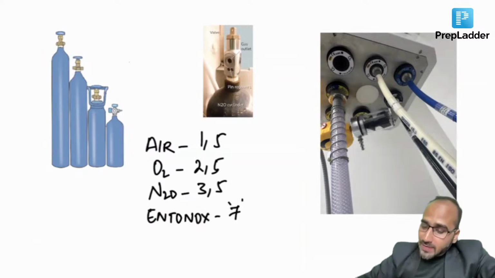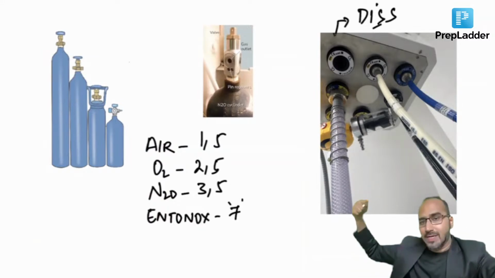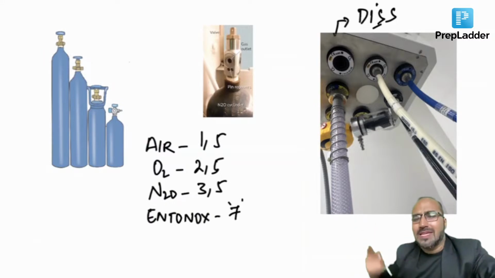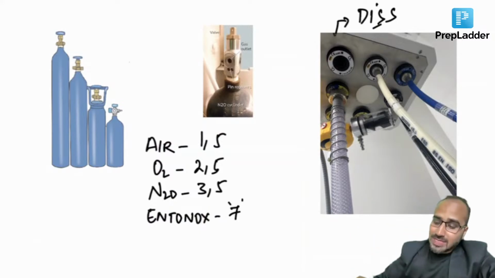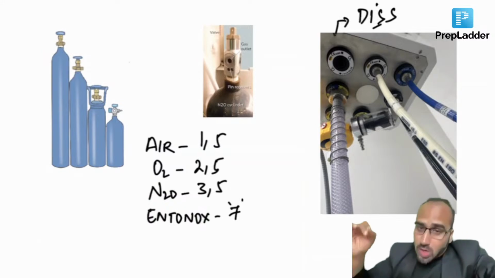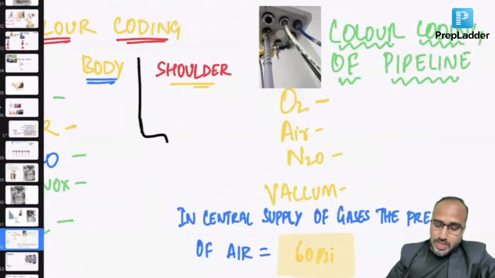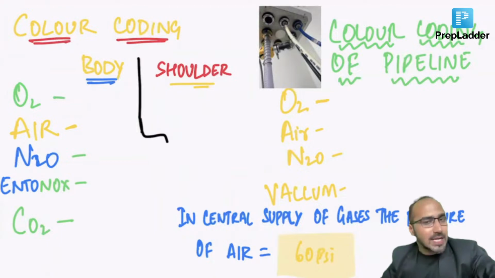Now, apart from that, guys, this picture over here is of what? DISS. DISS is the Diameter Index Safety System. Directly, these pipelines are fitted into the hospital unit. If the cylinder doesn't work, the gases can be provided from the hospital plant itself. So this diameter index safety system prevents the wrong attachment of the pipelines. They are given different color codings, but if you remember the color coding of the cylinders, then you can remember the color coding of the pipeline.